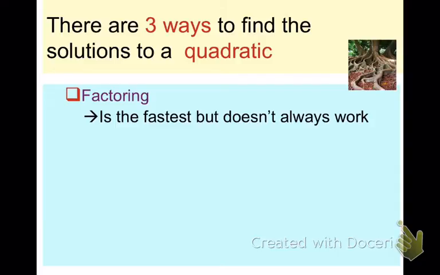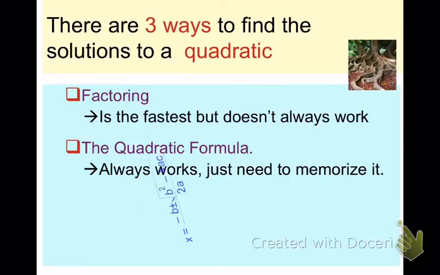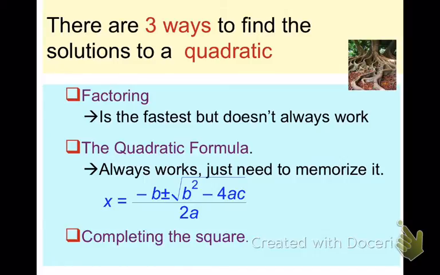The second way is a formula that comes from another form of solving, which is called the quadratic formula. This might look familiar. It always works. The only thing is you need to memorize this formula. It's a little intense looking. And the last method is something called completing the square, which we'll be getting into on Wednesday. And the quadratic formula, we'll be getting into next week on Tuesday.